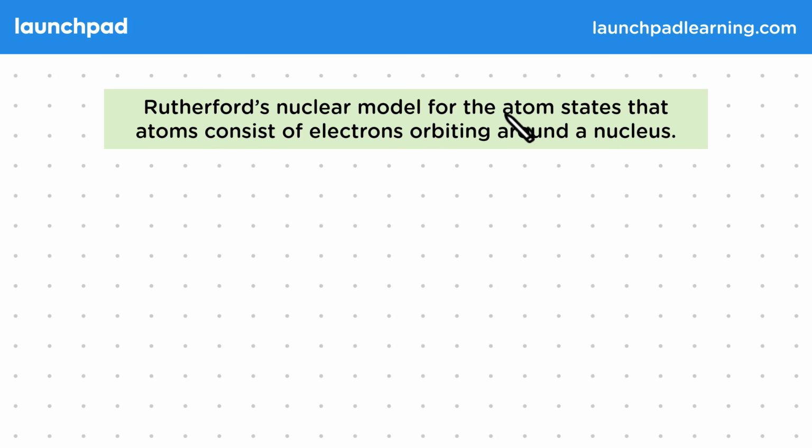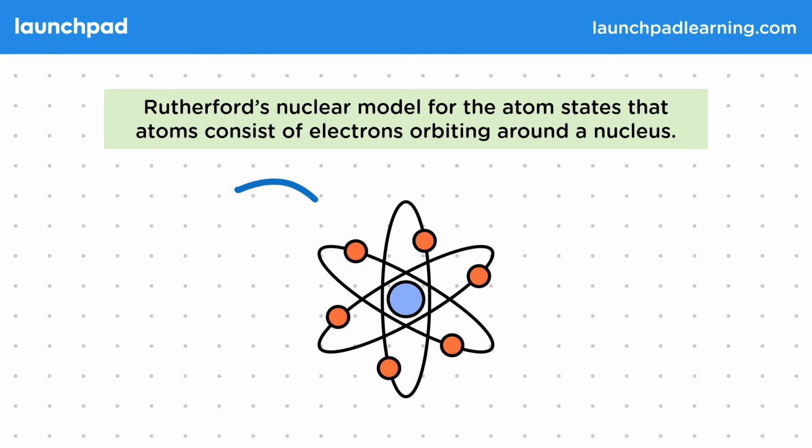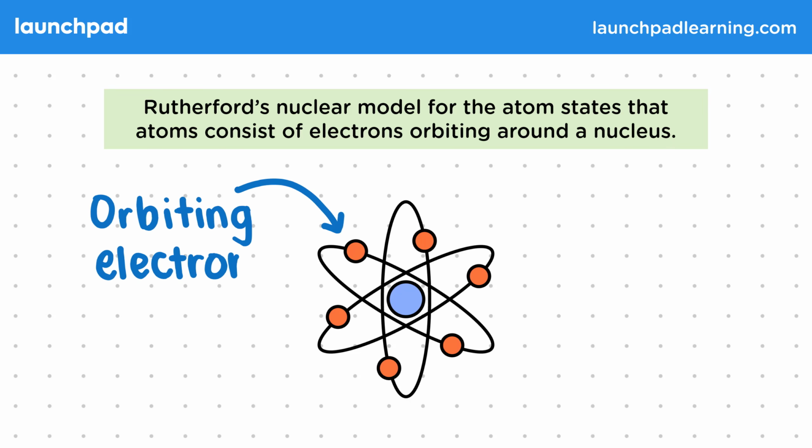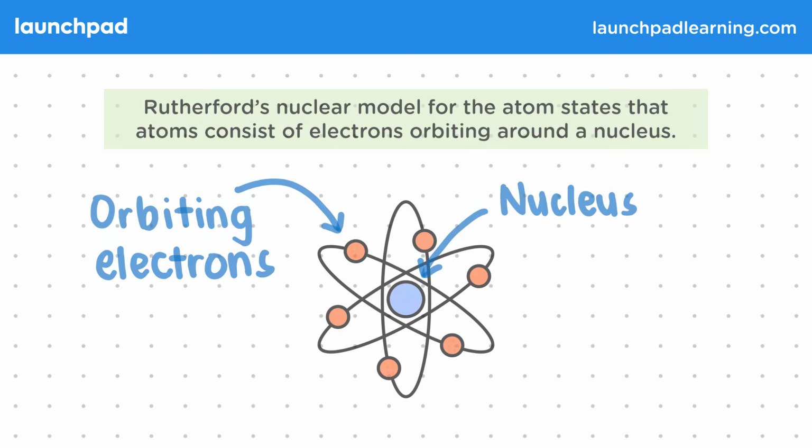Rutherford's nuclear model for the atom states that atoms consist of electrons orbiting around a nucleus. So Rutherford's model shows orbiting electrons around a central, positive, massive nucleus. But where did the idea of orbiting electrons come from?